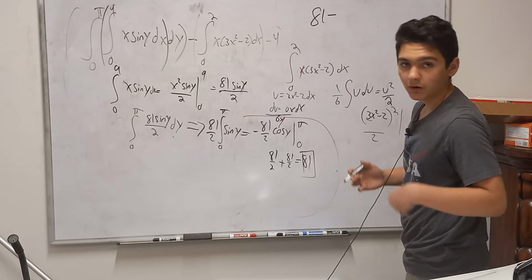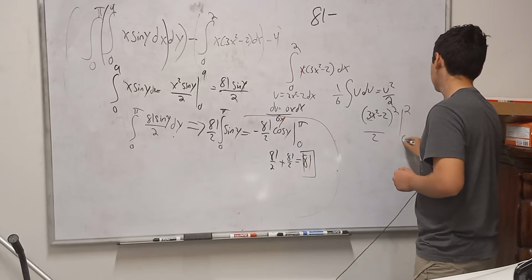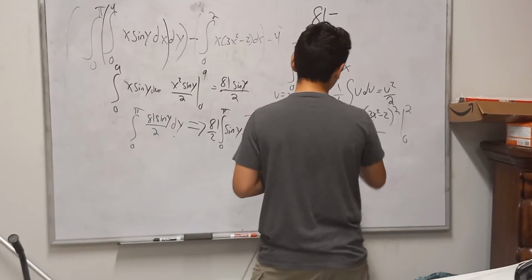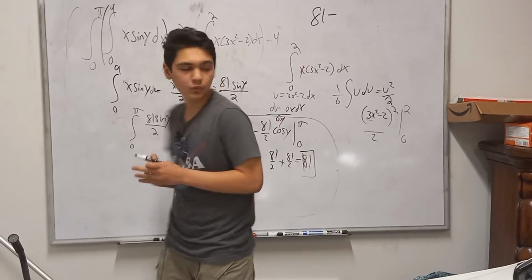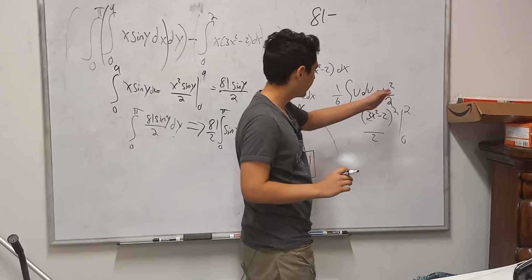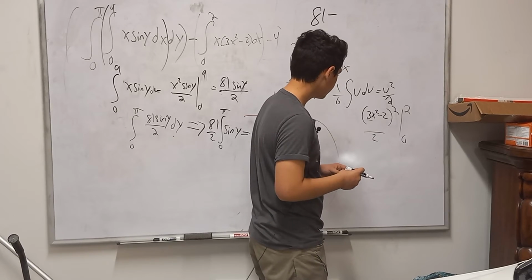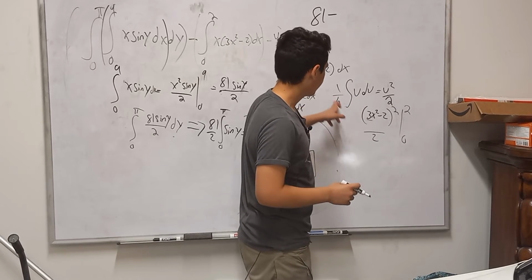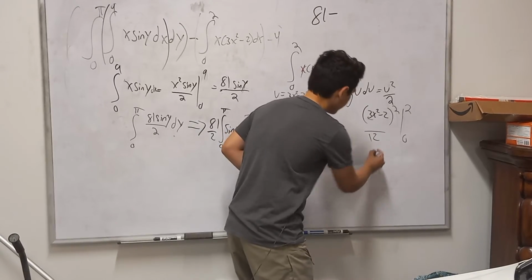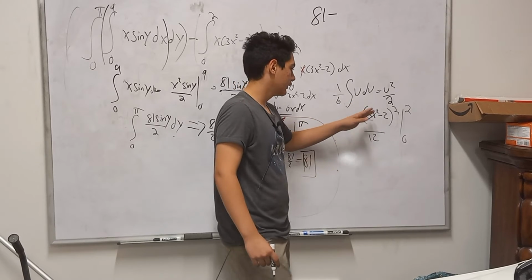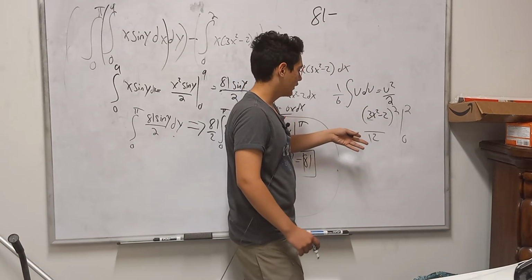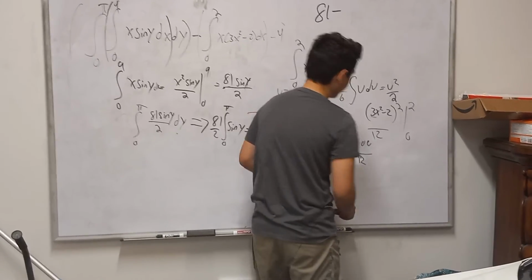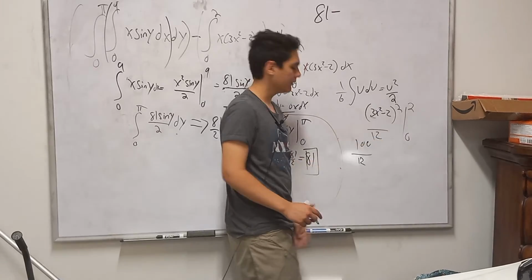Now our final step, we have to plug in the bounds. So what is this? 2 squared is 4, times 3 is 12, minus 2 is 10, 10 squared, that is, I made a mistake. We have to multiply the 1/2 by 1/6, so it gives 12. So this will give us 10 squared, 100 divided by 12, and then we have to subtract 0.